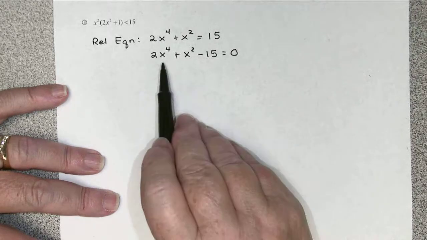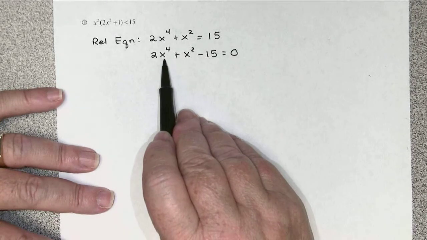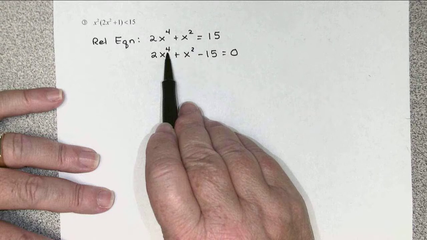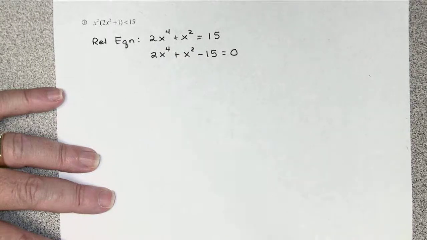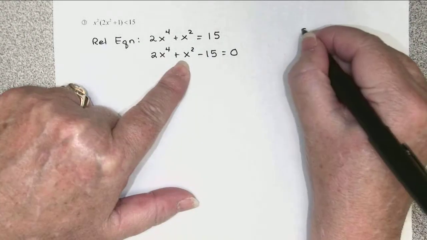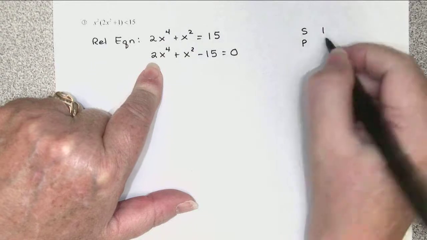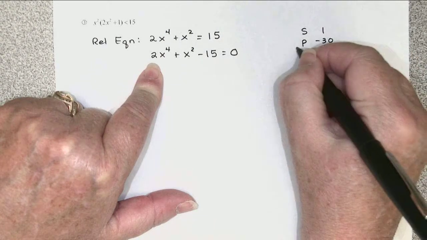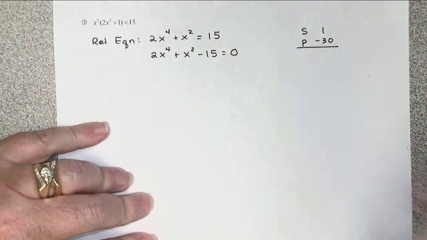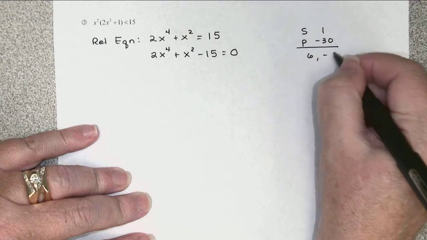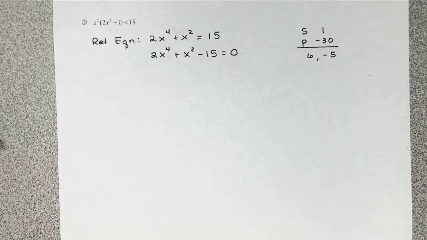And I'm looking at an equation of quadratic form here. I've got my first power exactly double the second one in that trinomial. So I can probably factor using the sum and product method. Looking for a sum of 1 and a product of negative 30. Thinking 6 and negative 5 should work there.